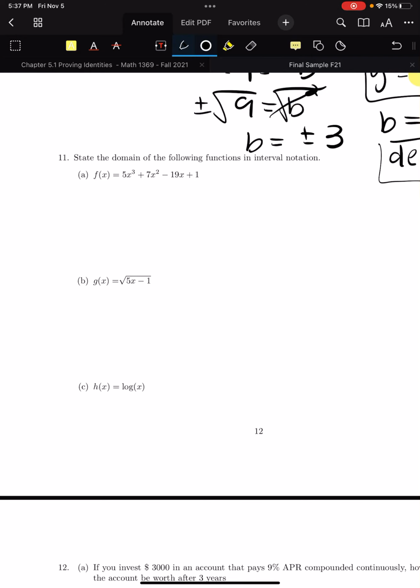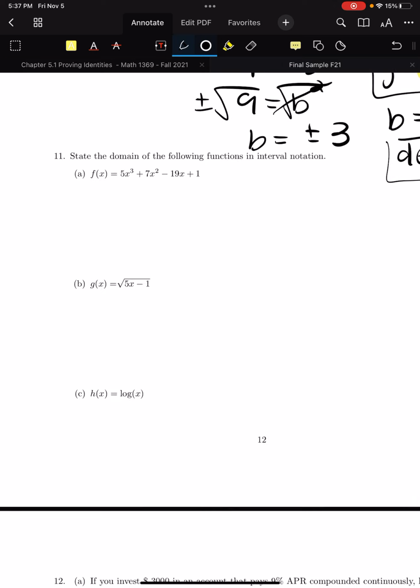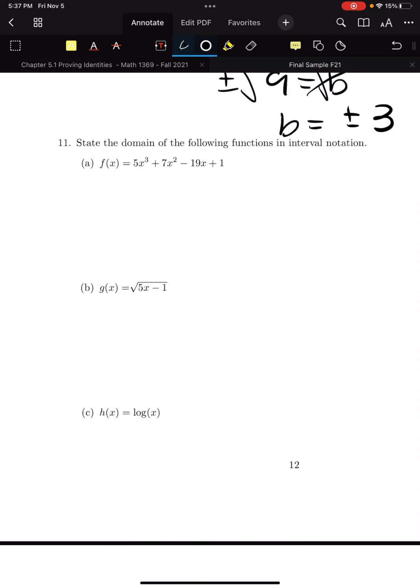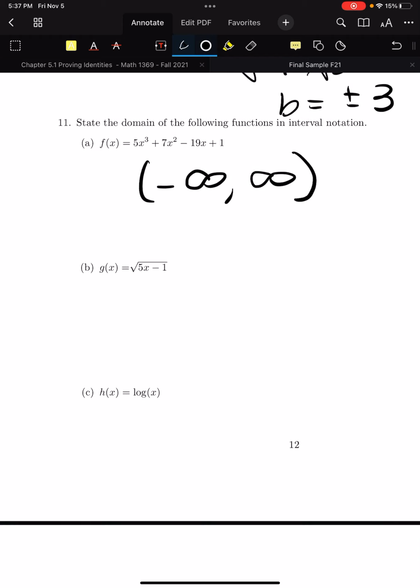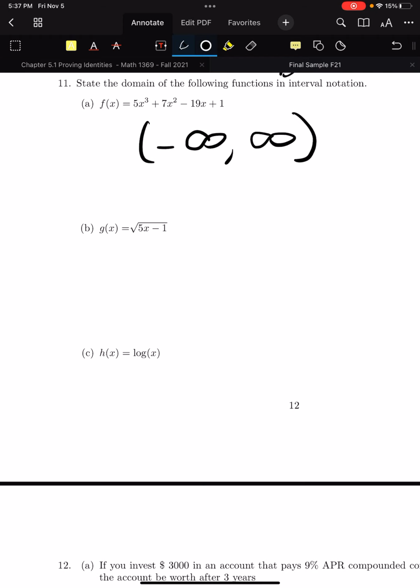So number 11 asks you to state the domain of all the following functions. Just looking at letter A, you can say, okay, this is a quadratic equation. All quadratic equations have a domain of negative infinity to infinity. B, you have to do a little bit of math for because it is a square root.